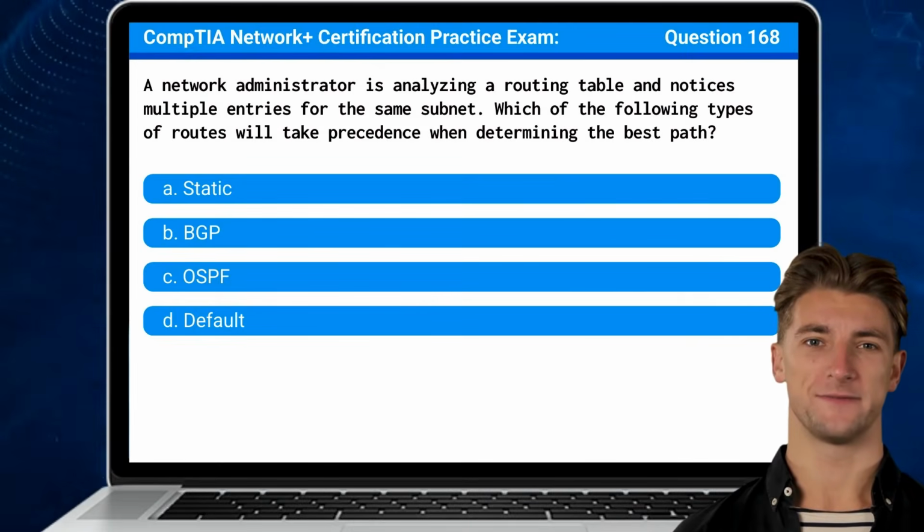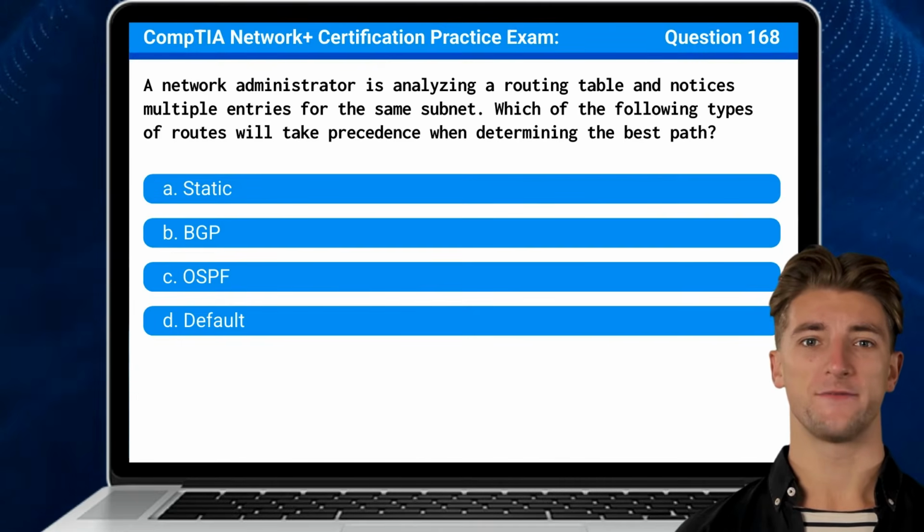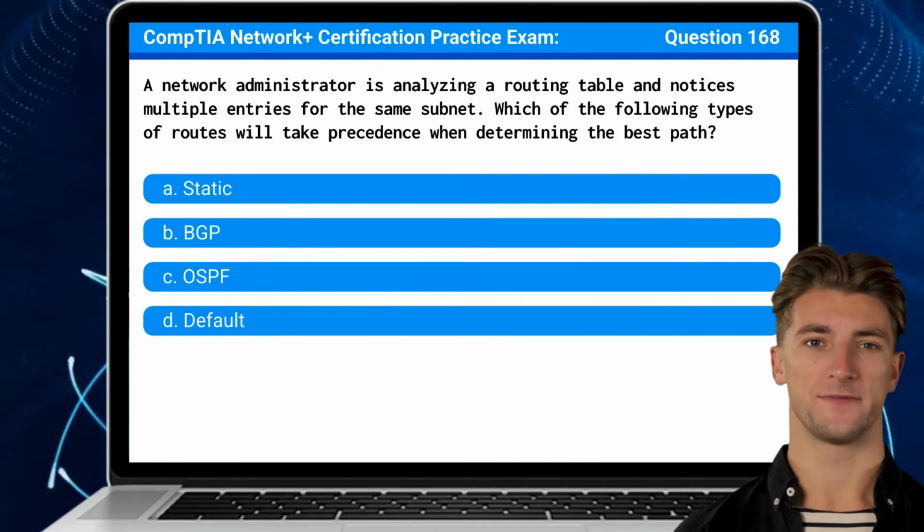Question 168. A network administrator is analyzing a routing table and notices multiple entries for the same subnet. Which of the following types of routes will take precedence when determining the best path?